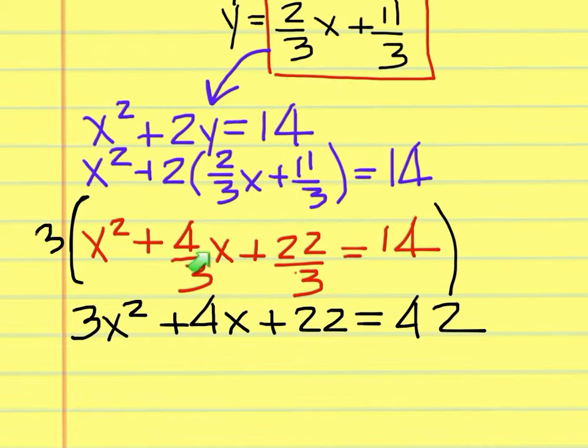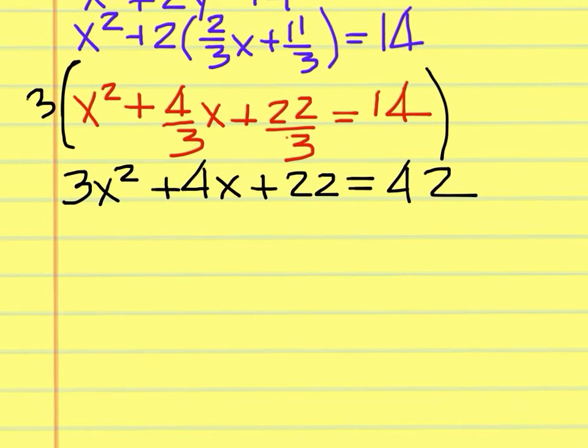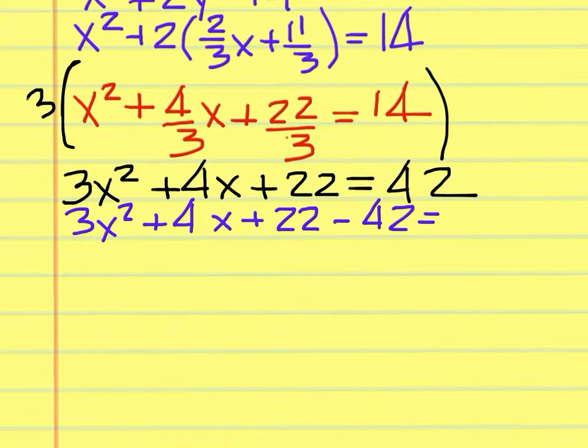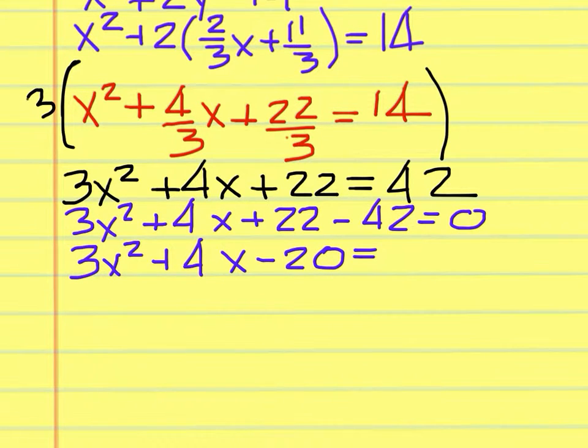When I multiply this by 3, the 3's cancel out. You're left with the 4. 3's cancel out there and there. Leaves you with 22. 14 times 3 is 42. So we have 3x squared plus 4x plus 22, and this 42 must come to the left and change signs. And now we have to simplify those constants. 22 minus 42 is going to give me a negative 20.